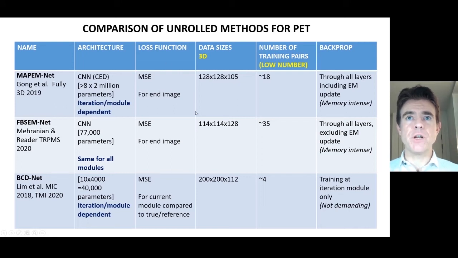So what I should have pointed out actually was that these first two methods look at the endpoint image that comes out of the entire deep network and try and get that to match the high quality reference. Whereas with the method here, the BCD-Net, or the iterative neural network as it's called in the TMI publication, they actually take the output of the current module and compare that to the reference. And so that is in fact a far more memory helping training methodology that's done at the module level. And so there are possible advantages in doing things in the way that are proposed there.